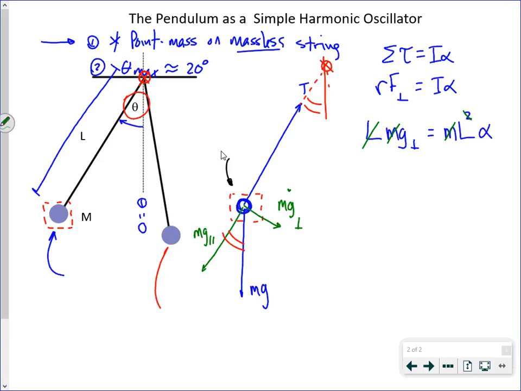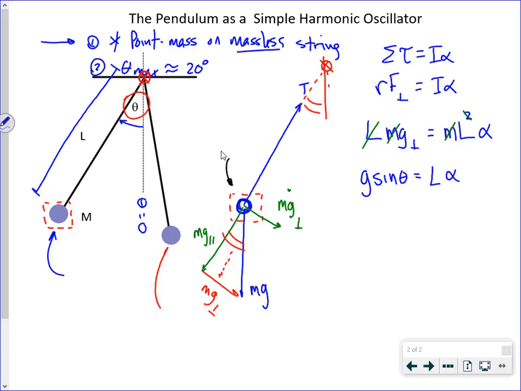Now, mg perpendicular, well, now it's really just g perpendicular. Here's mg perpendicular, opposite that angle. So that would have been mg sine theta. I'm just going to keep the g. There's our g sine theta is L alpha.